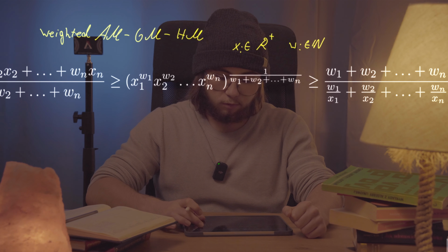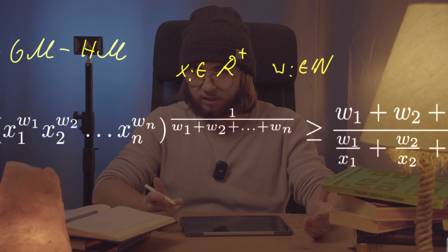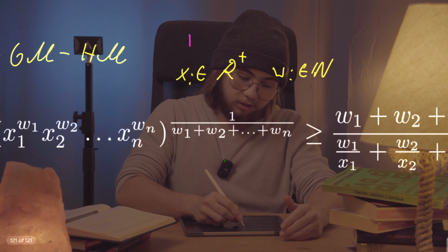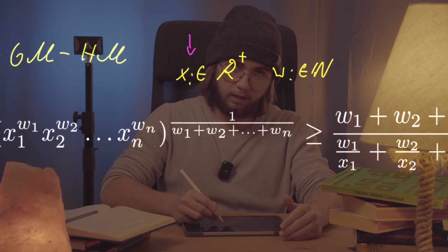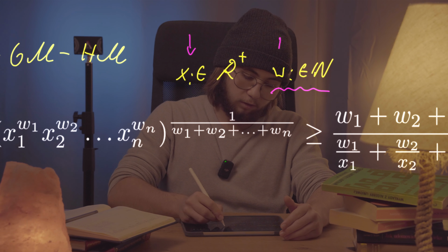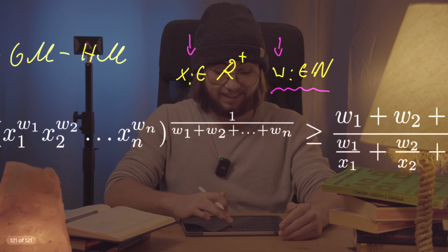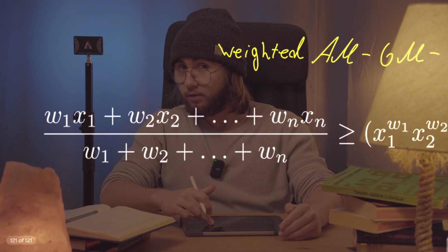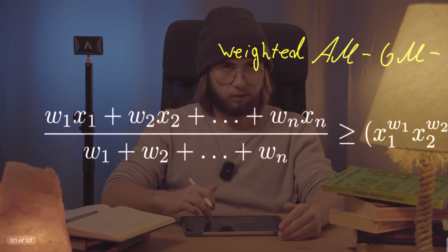Okay guys, so the weighted AM-GM-HM inequality is just a generalization of the regular AM-GM-HM inequality. It states that whenever we're given a sequence of positive real numbers, let's call those xi's, and some set of weights that are positive integers, I call them wi's right over here, then the following chain of inequalities holds.